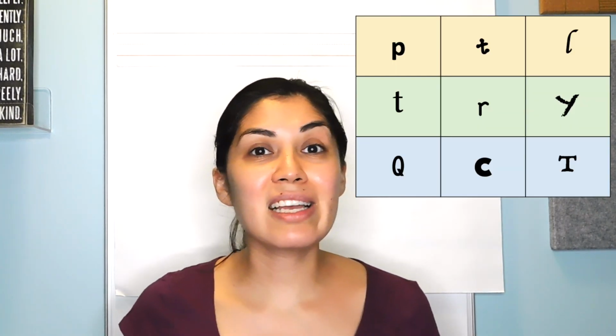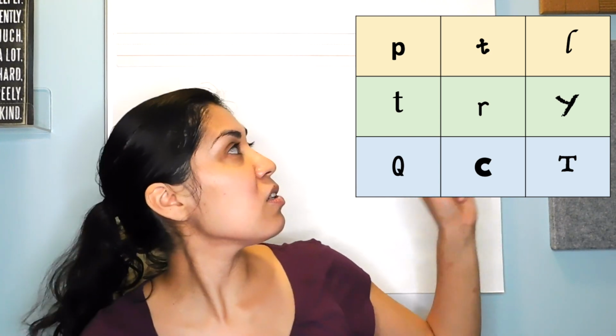So now let's see if we can practice finding the letter T amongst different letters in a row. Ready? So let's look at our first row of letters, all those yellow letters. Now think, which one is the letter T? Point to it. You got it?